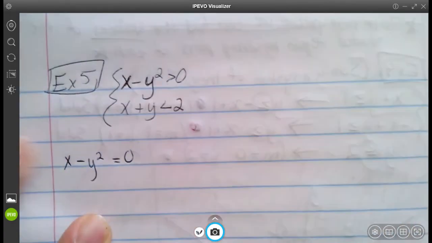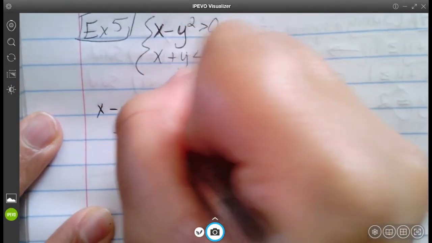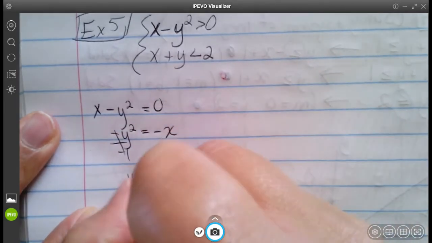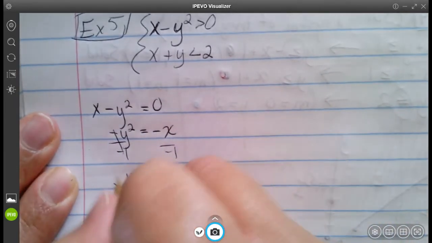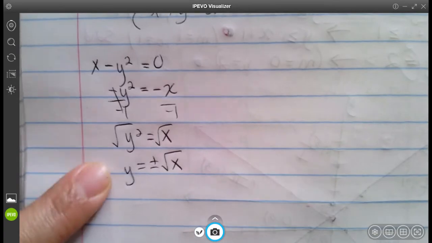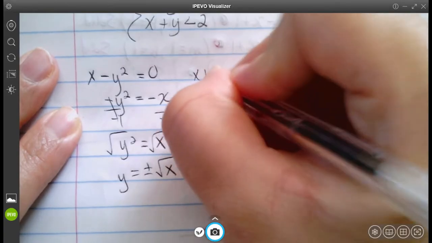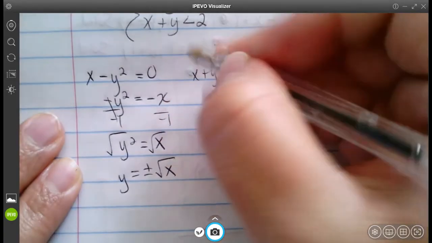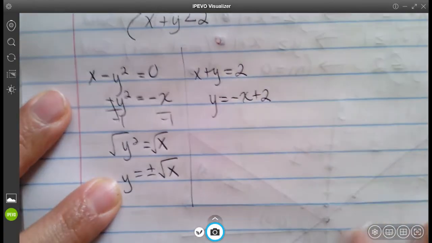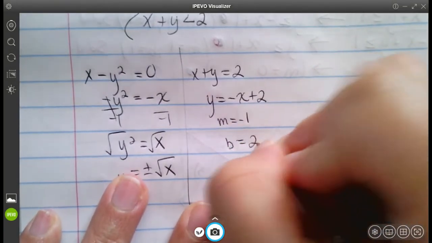We're going to pretend that they're equations, and we're going to solve. So this would be -y squared is equal to -x. You can get rid of the negatives by dividing by -1. So y squared equals x. Take the square root. So y is equal to plus or minus square root of x. Okay, which actually means there's two pieces to this one. The other one, x plus y equal to 2, is going to give us y equals -x plus 2. From this one, we can see that our slope is -1 and our b is 2.